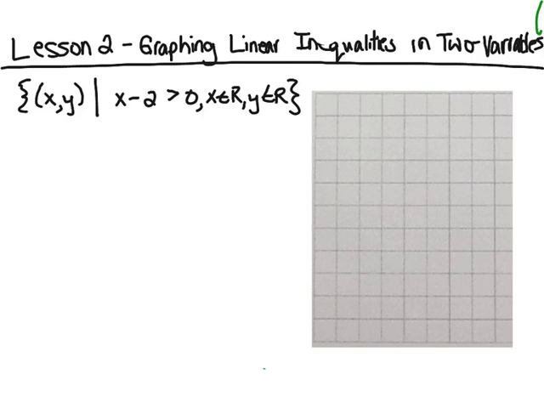Okay, for this graph we have a lot of squiggly brackets and things that look unfamiliar. The way that this reads is that x and y such that x minus 2 is greater than 0, and x is an element of the real numbers, and y is an element of the real numbers. So we need to first determine if it's continuous or discrete. Because these are elements of real numbers, we know it's continuous. It's just a greater than sign, so it will be a broken line.